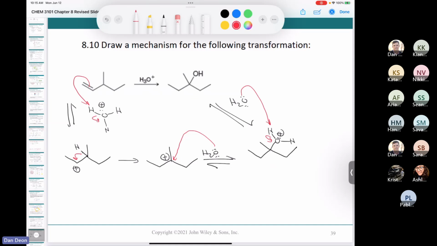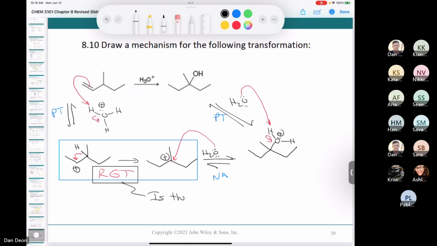And it didn't rearrange. So what's going on in this part of the mechanism, right? If we look at it, the first step is a proton transfer. This step is a nucleophilic attack. This step is a proton transfer. But what's occurring here? This is a rearrangement because we proceed through a carbocation. So the question we're going to address next is this.